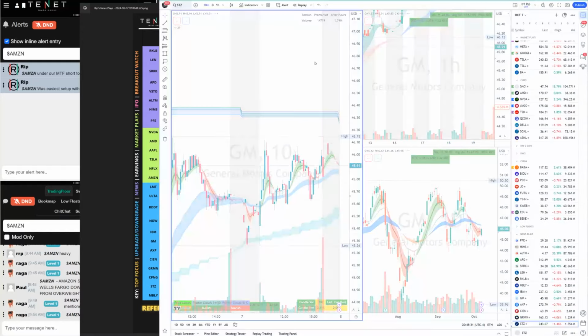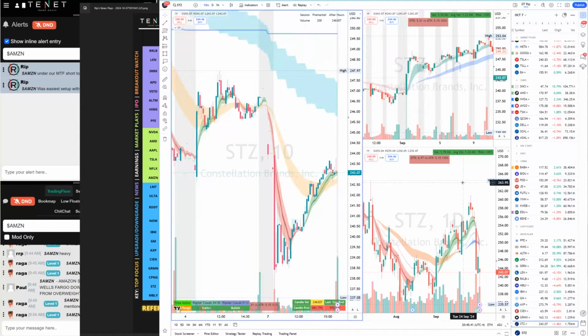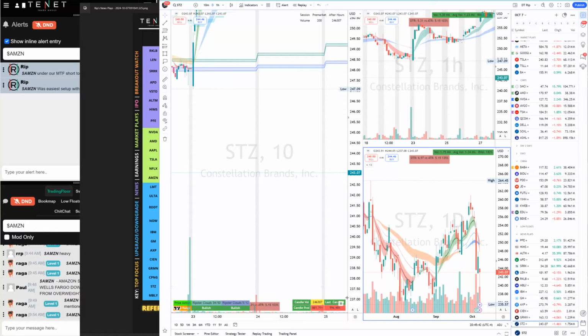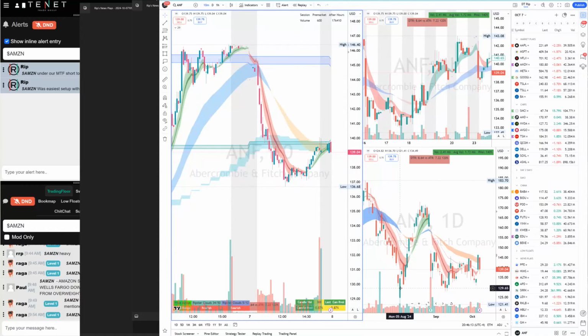That's STZ. That's also one of our day 2, day 3 setups. Neutral. So Bank of America is neutral on it. So what was the plan? Bearish bias to short the pop. And what did it do? It faded right out of the gate. Right, so because the daily chart is bearish and the 1 hour is bearish, you can make up the plan accordingly. So next one we're going to recap is ANF.